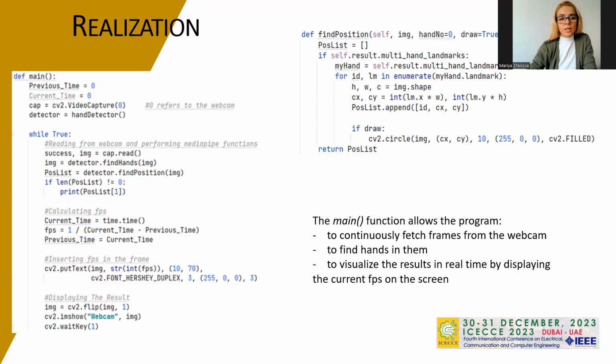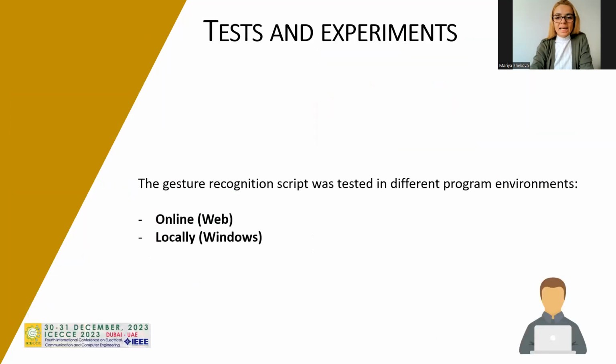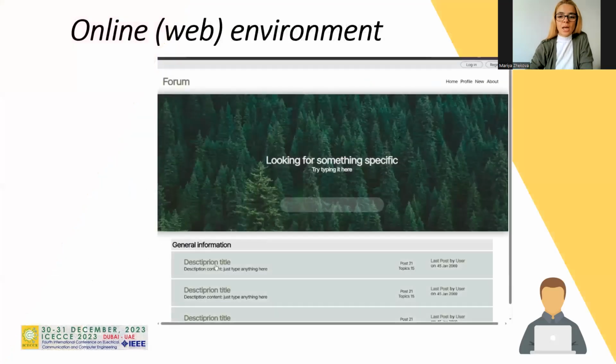The main function, as you can see, allows the program to continuously fetch frames from the webcam, find hands in them, and visualize the results in real time by displaying the current frames per second on the screen. For the purpose of our experiment, the gesture recognition script was tested in two different program environments: online, in a web browser, and locally on our operating system.